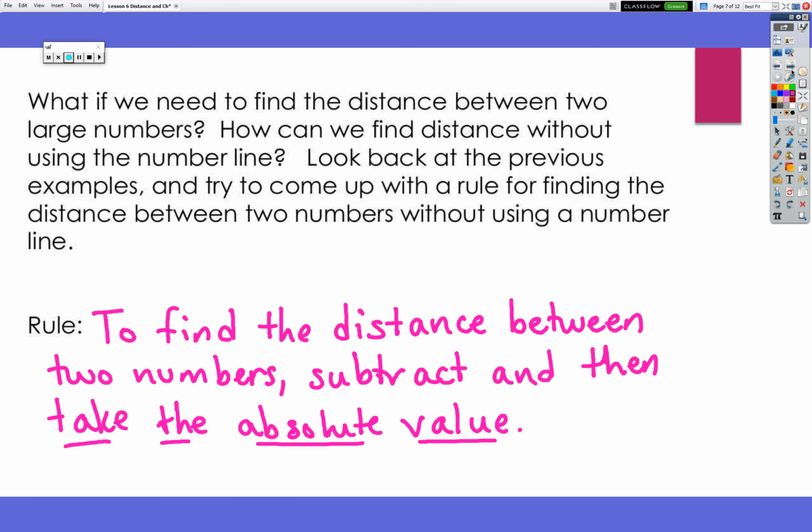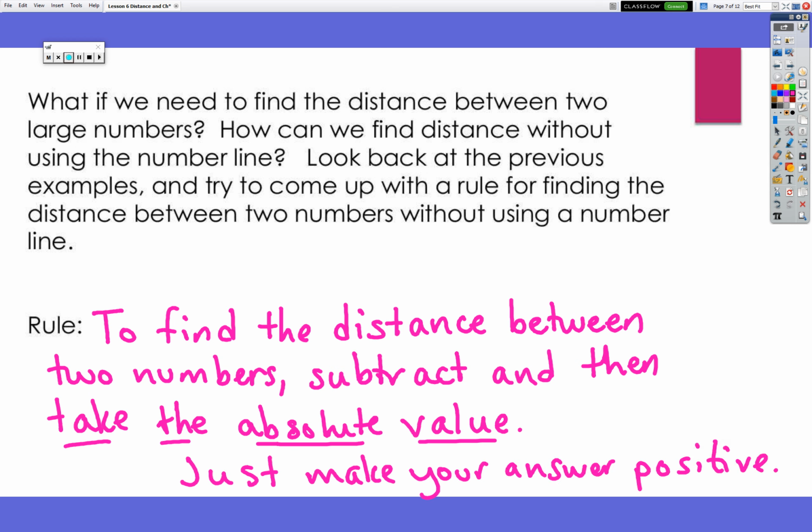Okay, so just to review, to find the distance between two numbers, subtract, and then take the absolute value, or in other words, just make your answer positive. So distance is always positive.